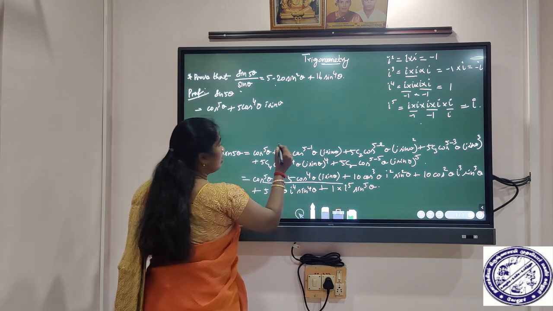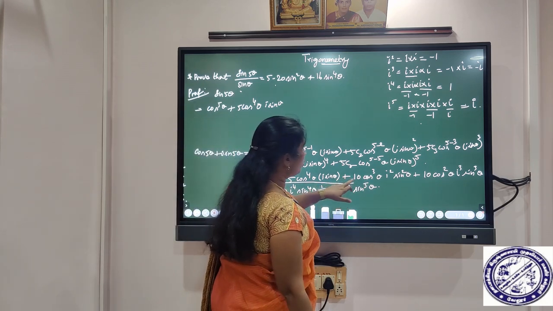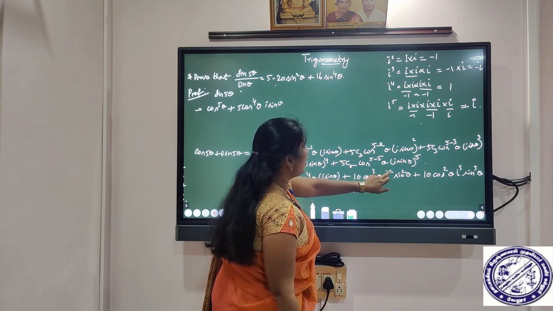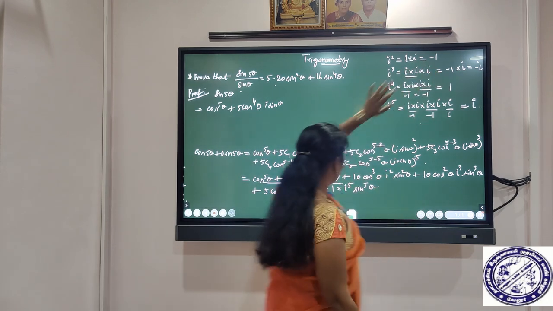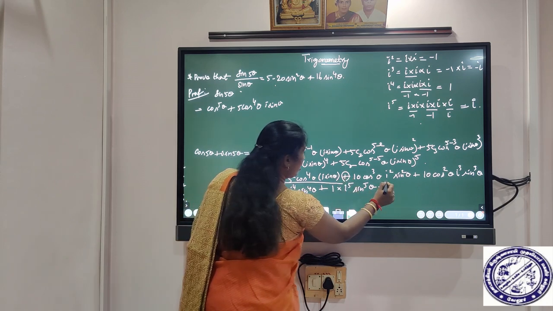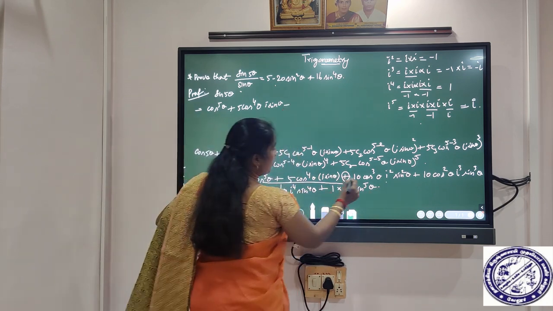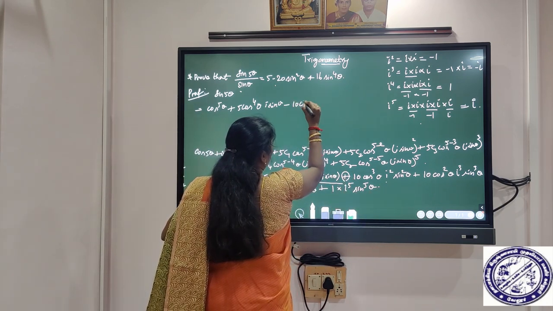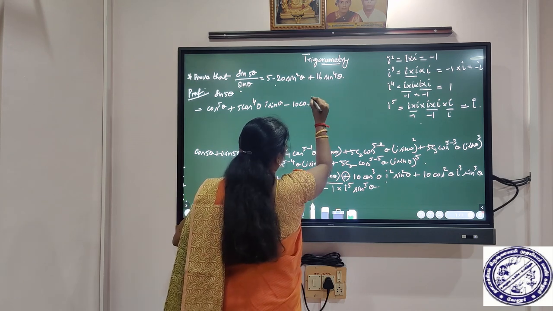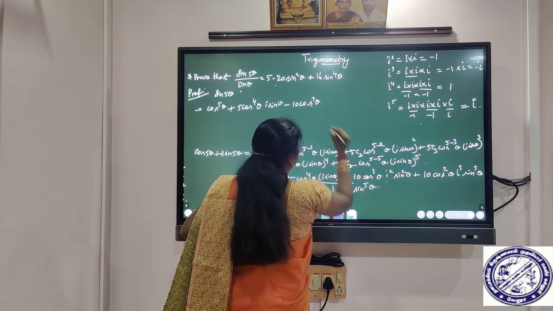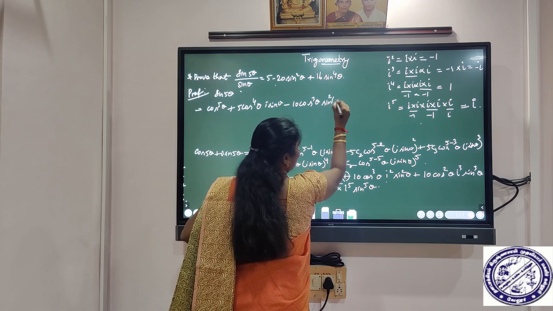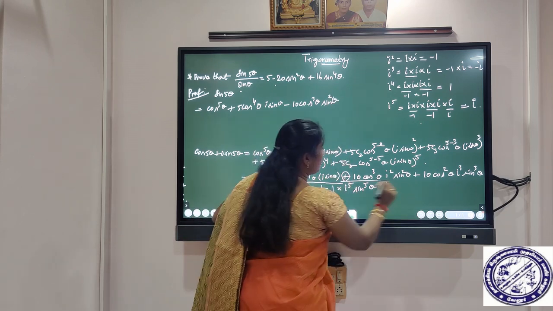Next one, 10. Before writing the symbol, you have to write the i value. So i square means minus 1, so plus into minus will come here. So minus 10 cos cube theta sin square theta. Next one, this is also finished.